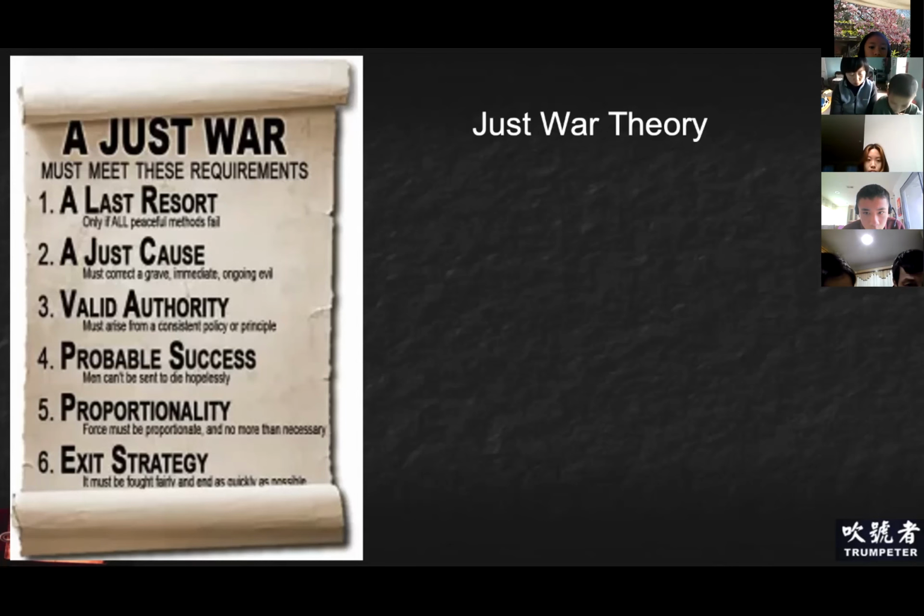Number 5 is proportionality. You need to use balanced force. You cannot just use too much force to destroy everything, and you cannot kill any civilians. Number 6 is an exit strategy. Is there a way to end this?